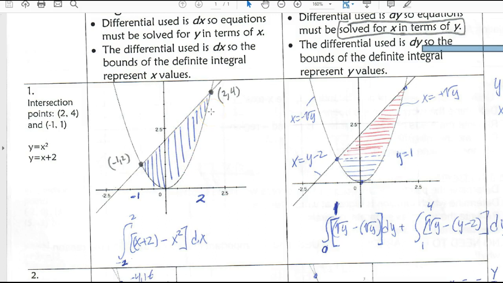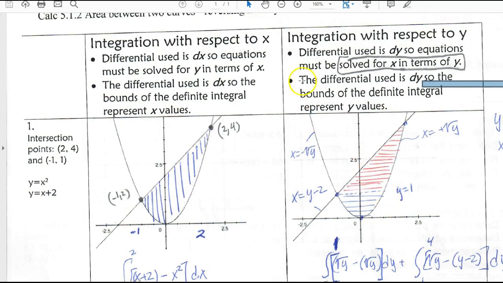Now here's the new piece. Let's take a read up here. The differential used is dy. So the first thing we have to do is take these two equations, which are solved for y, and solve them for x. I did that over here.